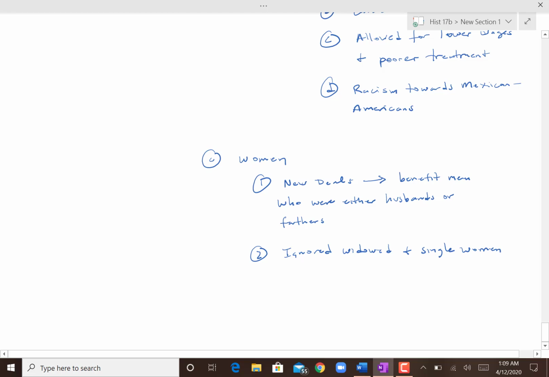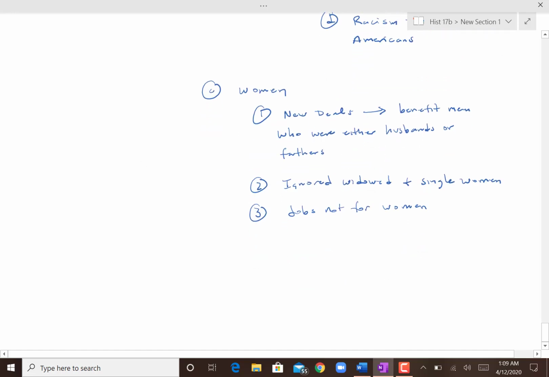In this process, the jobs were not for women, and even some of the other programs had that expectation that there was supposed to be a man within that process. And so Eleanor Roosevelt was a champion for women during this time and pushed and promoted for some changes to include women, but it was few and far between.